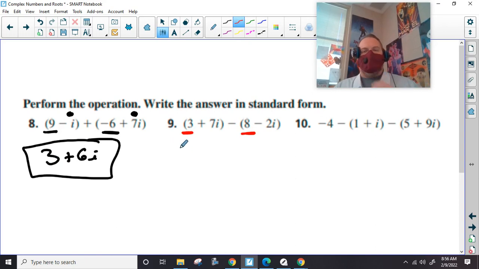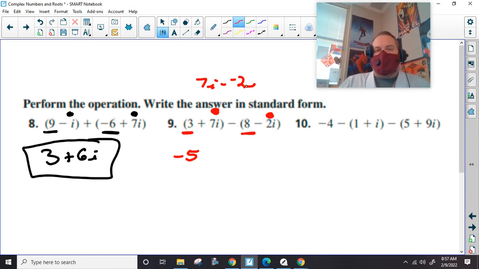Okay. Number 9. 3 minus 8. That would actually give us negative 5. 7 minus negative 2. So this is 7i minus negative 2i, which gives us 9i.